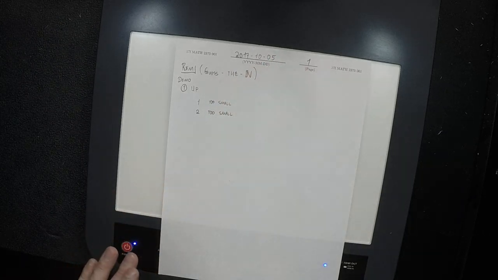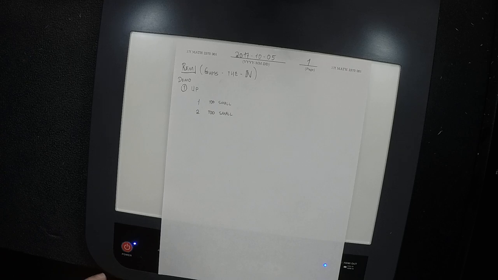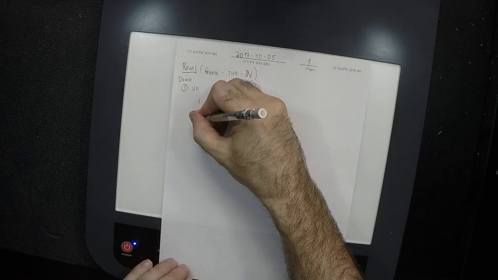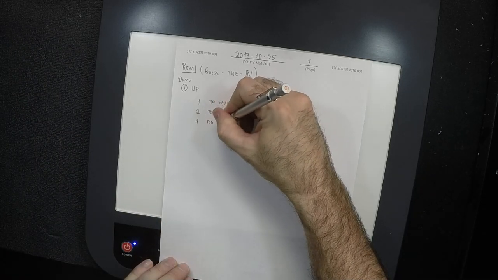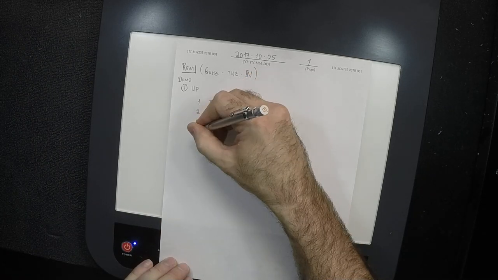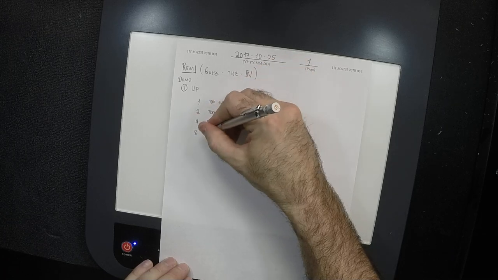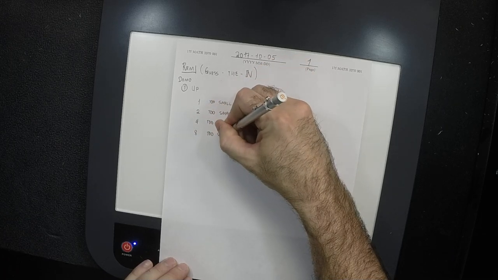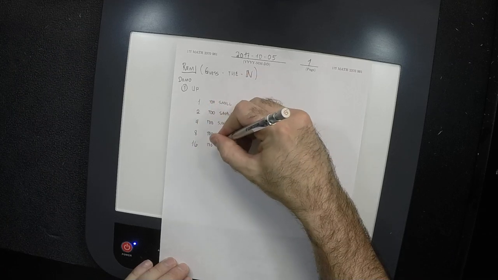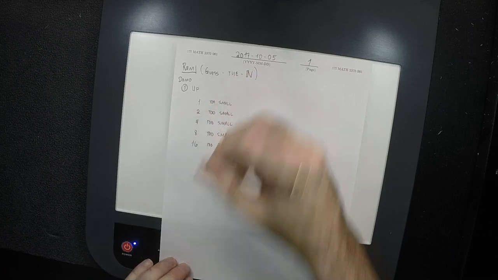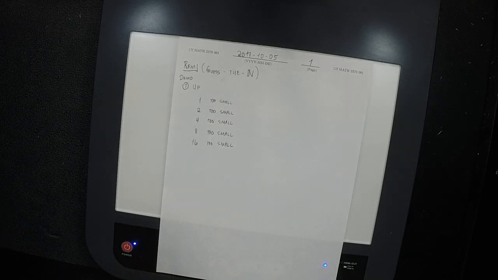Okay, so far it seems like I'm just guessing sequentially. But now my pattern should become more clear. So now I'm going to ask about four. Too small. Eight. Too small. 16. Too small.